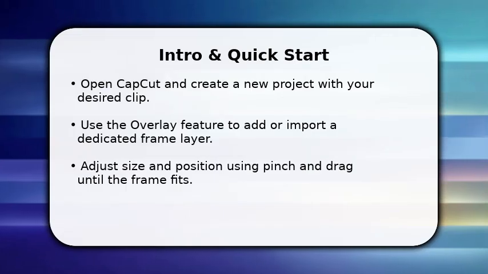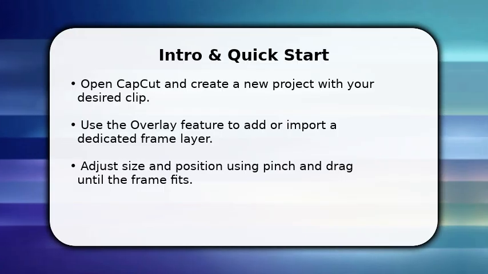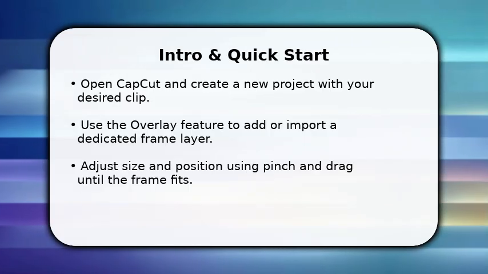In this video, I will show how to get frame in Capcut. Open Capcut, import your clip, and tap Overlay to add a frame layer. Next, choose a PNG or built-in frame preset, then align and scale the frame precisely.